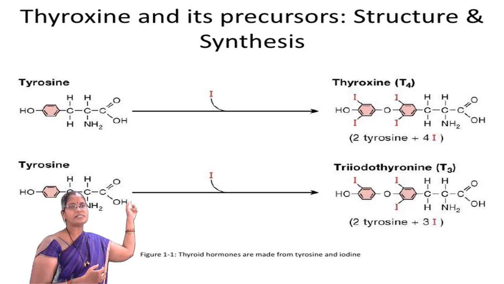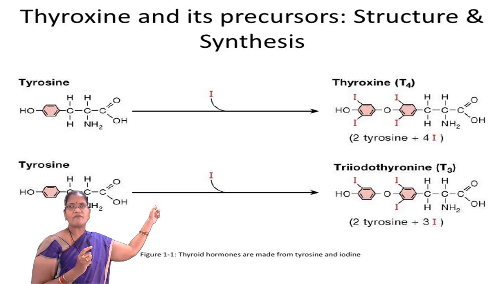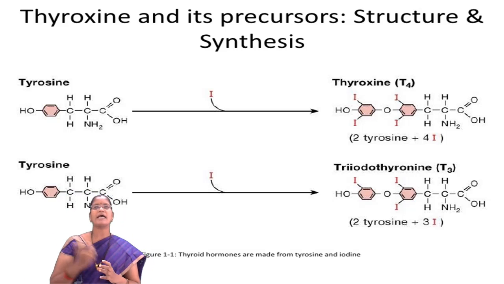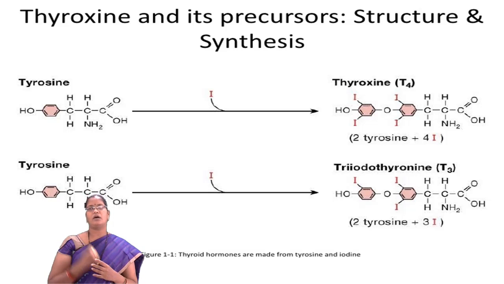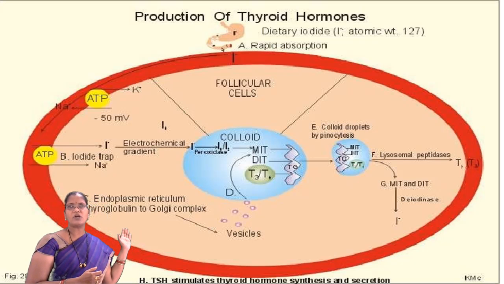This is tyrosine, which is an aromatic amino acid. If you observe, two tyrosine molecules combine together to form T4. Here, four molecules of iodine and two molecules of tyrosine combine together and form T4, which is called thyroxine. In the same way, two tyrosine amino acids and three iodine molecules combine and form T3, that is triiodothyronine. So this is the overall picture representing the production of thyroid hormones.